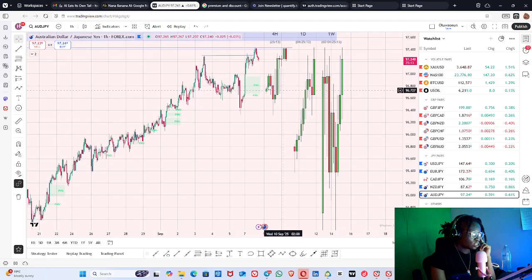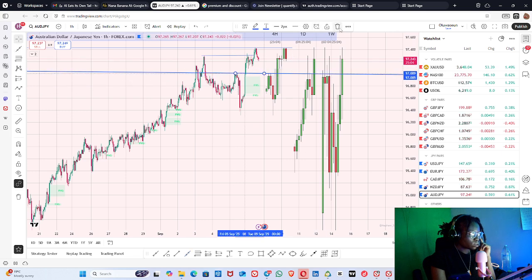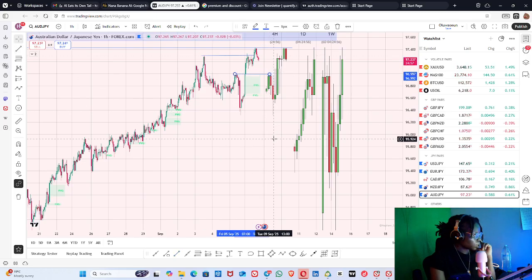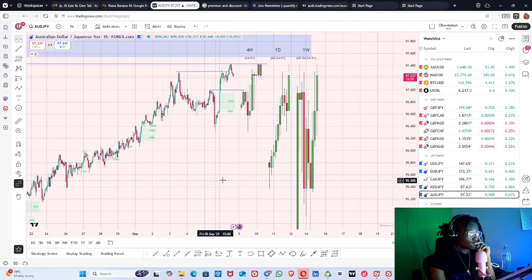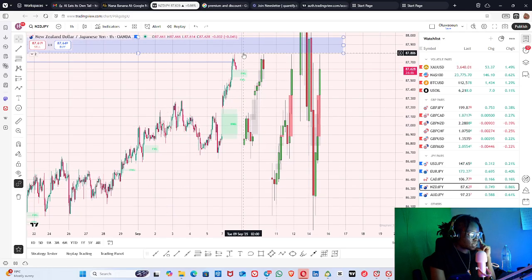If price didn't react from this zone, if price can break this area, I think it'll come down to take this low. My TP would be below that low. NZD, I know price is going to come and tap into here. I'm just waiting for price to tap into that zone.